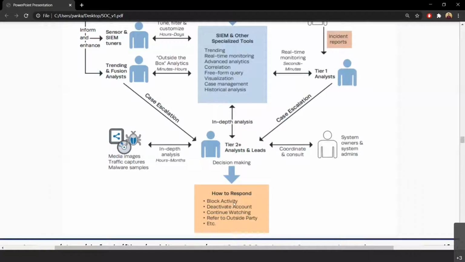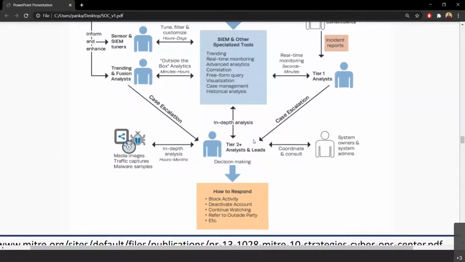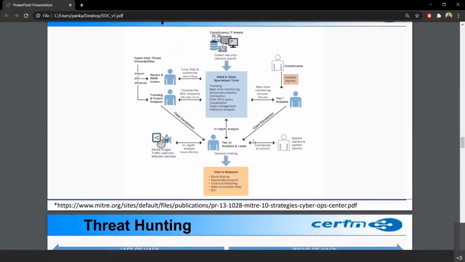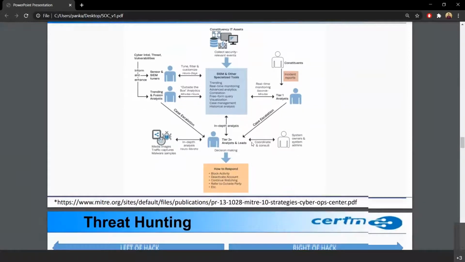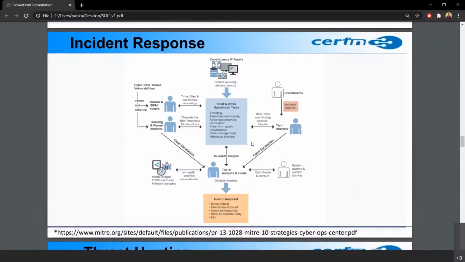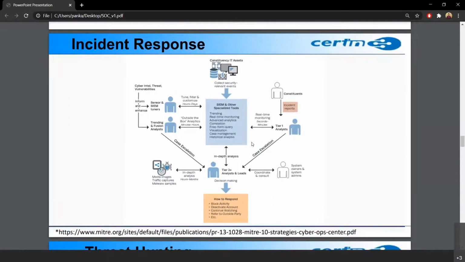Do we need to block it? Do we need to deactivate a user account? Do we need to refer outside? This is basically a decision taken at tier 2 or tier 3. It depends. We have tier 2, or L1, L2, L3, or just L1 and L2. It depends upon the size of the organization. So this is one sample incident response lifecycle, or how events are managed in a SOC.